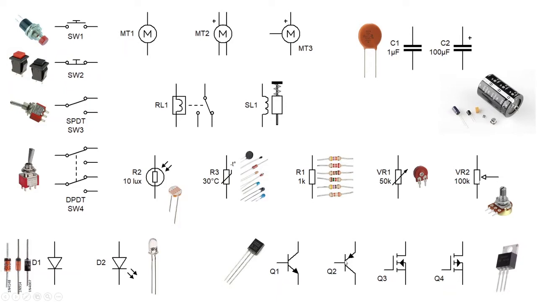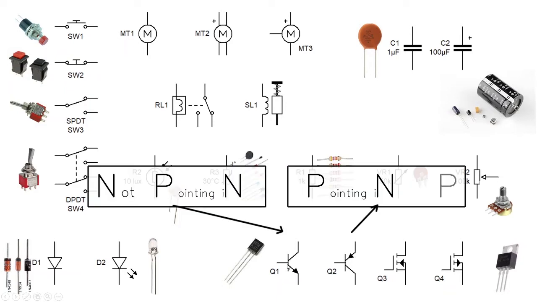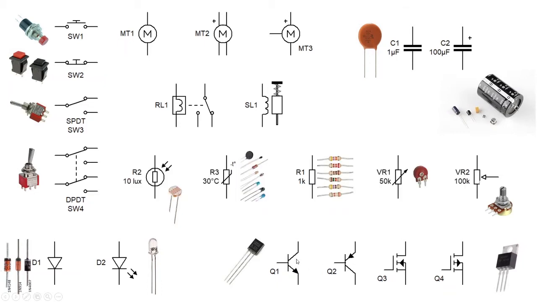The way of remembering this, I find, is NPN is "not pointing in", N not P for pointing, and there's an N in. So the arrow pointing out means this is NPN, and pointing in, PNP, is this way around. But in this series of videos, we're not going to go into a great deal of detail about how these work.